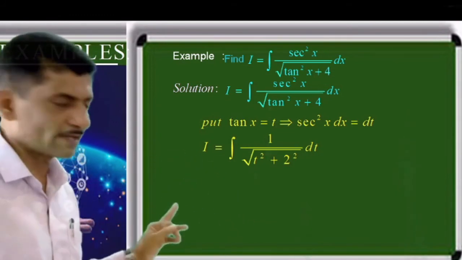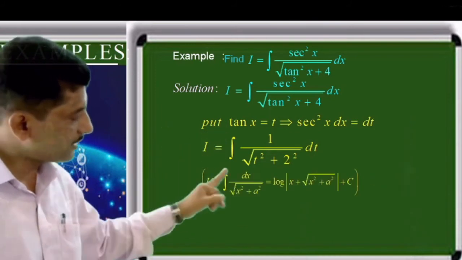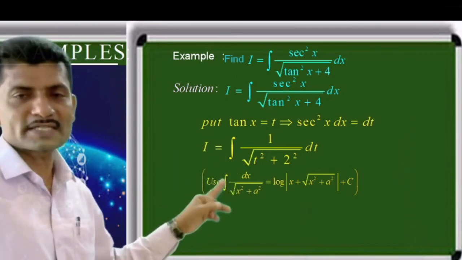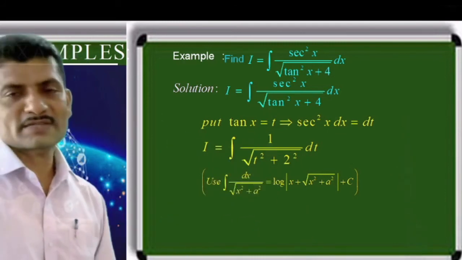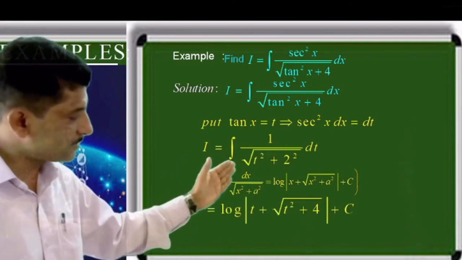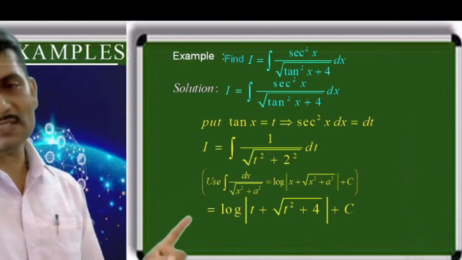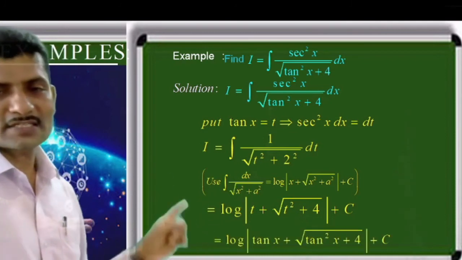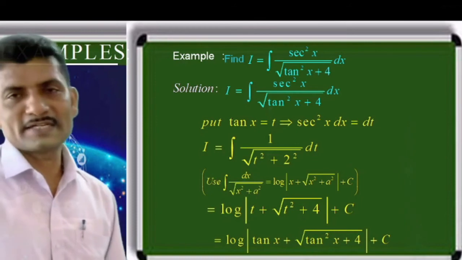The result is 1 by root of a square plus x square, that is log of modulus of x plus root of x square plus a square plus integral constant. So the answer is log of t plus root of t square plus 4 plus integral constant. The t value is tan x. Therefore, the answer is log of tan x plus root of tan square x plus 4 plus integral constant.